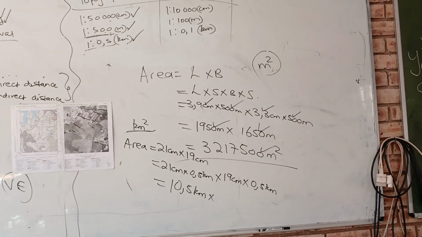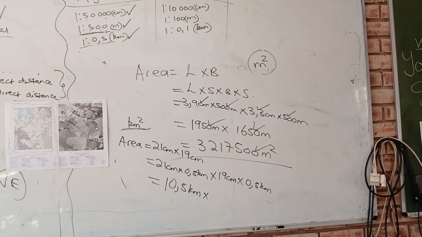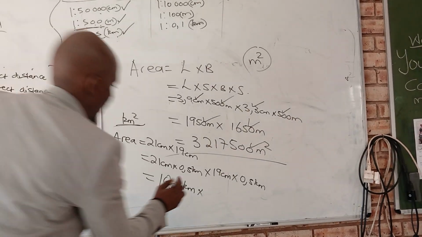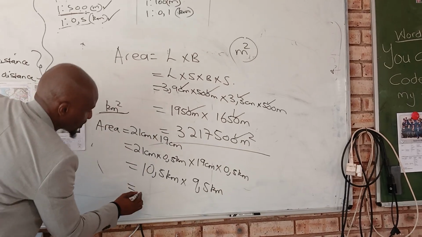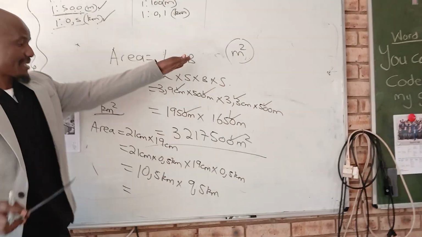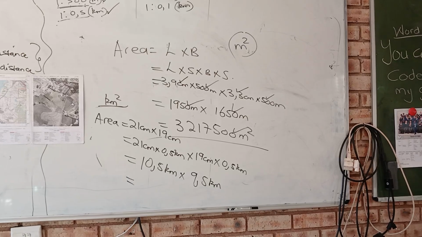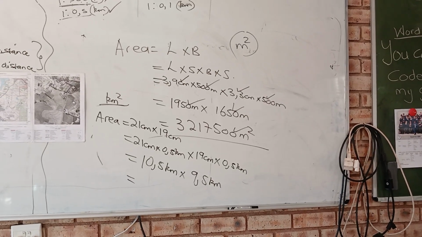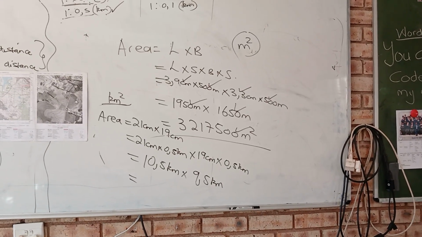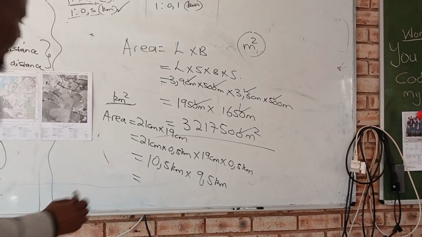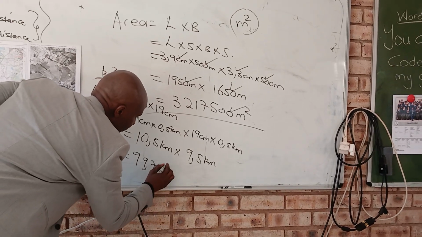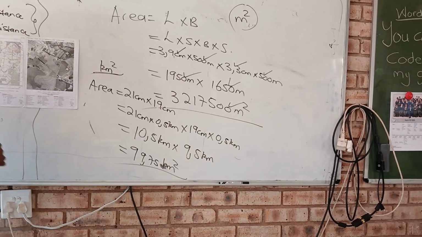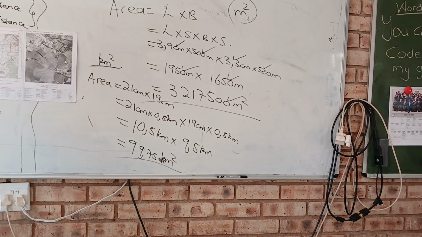Then what is my 19 times 0.5? 19 multiplied by 0.5. What is my answer there? I'll get 9.5. Remember, both of these are in kilometers. So now, in order for me to get my final answer area, I will multiply 10.5 multiplied by 9.5. What is my answer there? It's 99.75, and here it is in square kilometers. That will be my answer, in square kilometers.